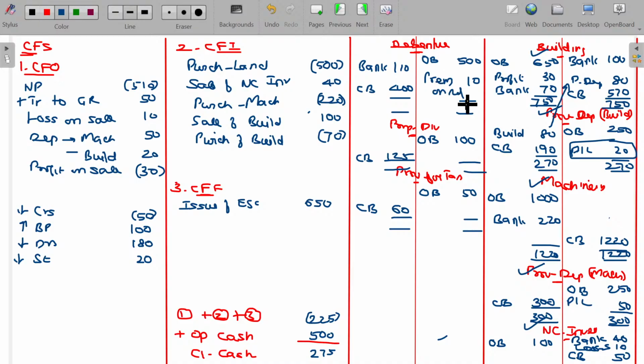The loss is usually debited to the P&L account, so I'll post that value here, premium on redemption. This value being 10 rupees. And 110 you are paying the money, redemption of debenture. This value being 110. So 510, 510 tally.